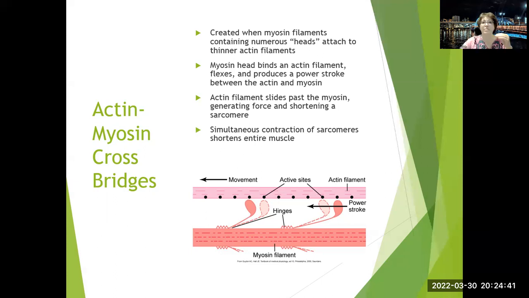So the actin filament slides past the myosin, generating the force and shortening the sarcomere. A simultaneous contraction of sarcomeres shortens the entire muscle. So that's the sliding filament theory. Of course, there's other things going on at the molecular level, but we're just going to talk about this, and we're going to talk about the crossover between the actin and myosin and muscle excursion and the functional considerations about it.